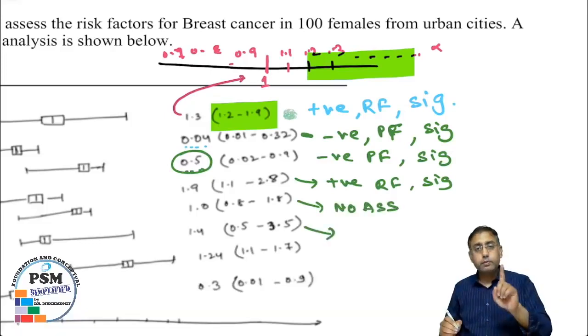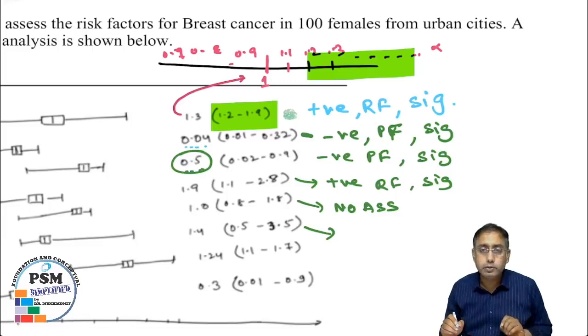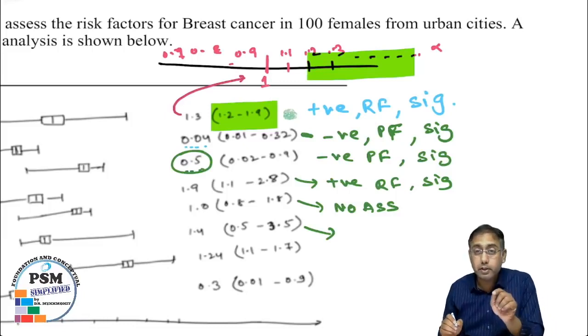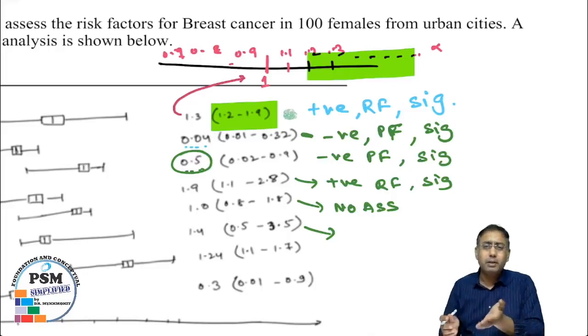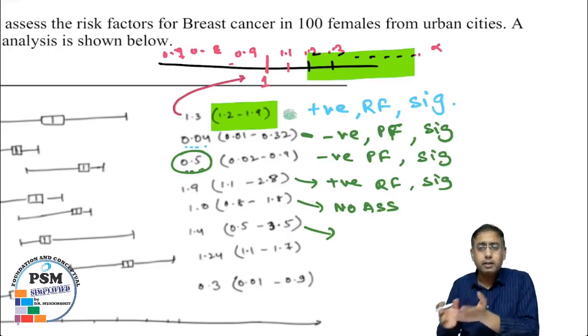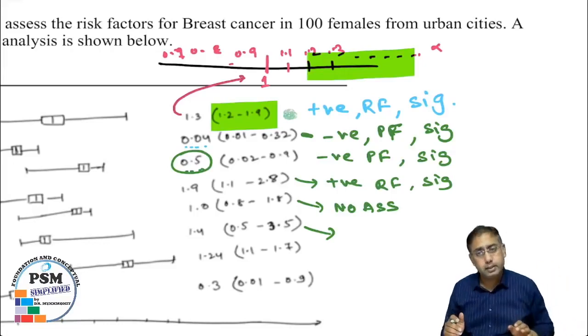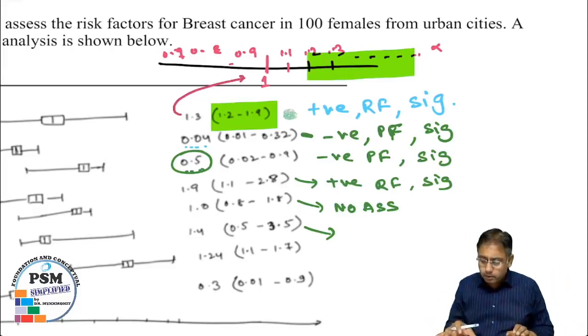Next, the odds ratio is 1.4, but now look at the confidence interval range. It ranges from 0.5 to 3.5. Sometimes it is 0.5, protective factor. Sometimes it is 1, no association. Sometimes it is positive, that is risk factor.